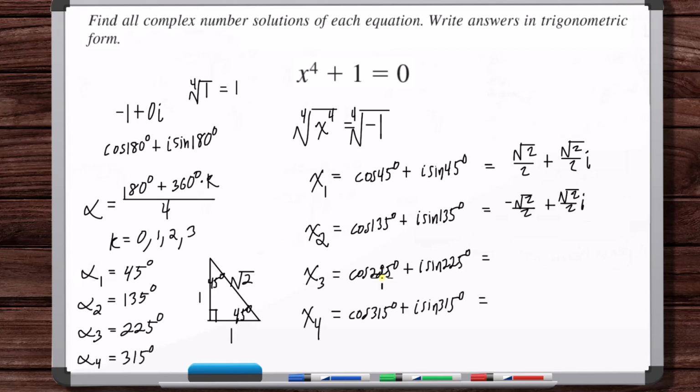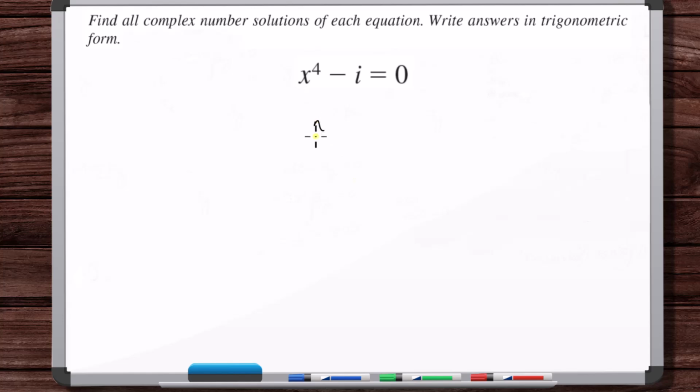Okay, 225 is third quadrant, reference angle 45, so that's going to be both components are negative. Okay, now reference angle 45 degrees in the fourth quadrant, you've got, let's see, cosine is going to be positive and sine is going to be negative. And there you go. You take any one of these to the fourth power, you're going to get negative 1. Okay, let's add I to both sides.